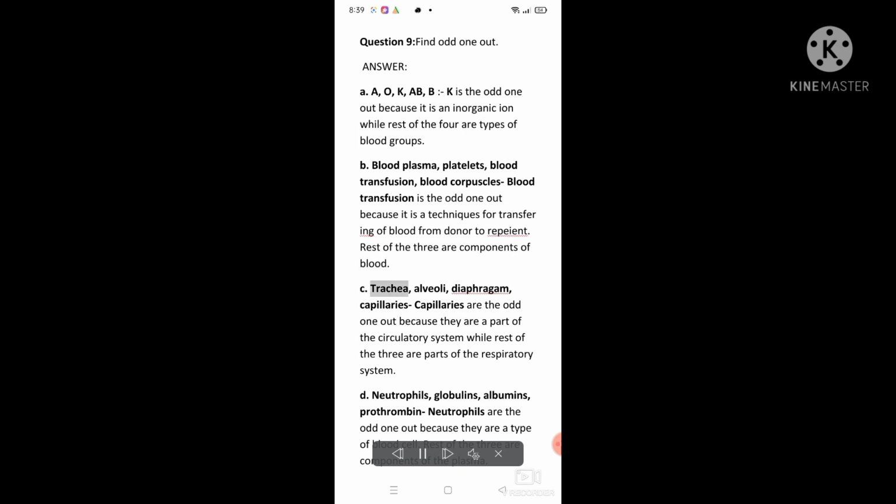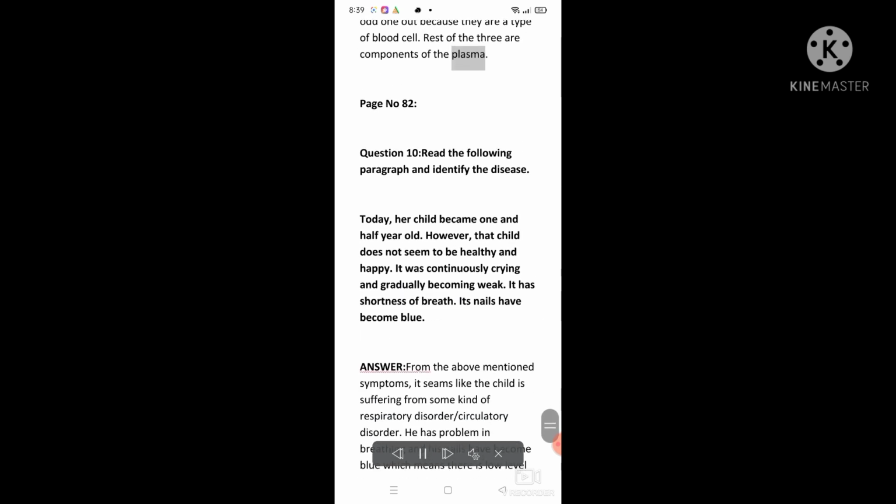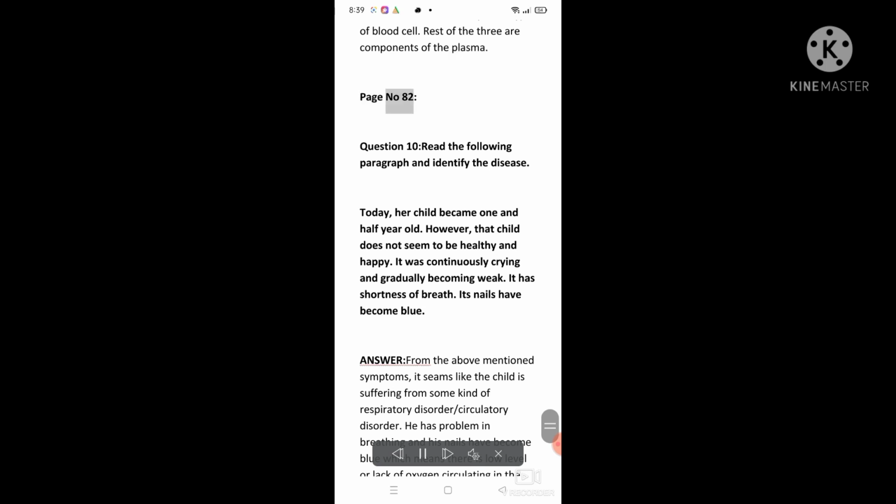C. Trachea, alveoli, diaphragm, capillaries. Capillaries are the odd one out because they are a part of the circulatory system while the rest of the 3 are parts of the respiratory system. D. Neutrophils, globulins, albumins, prothrombin. Neutrophils are the odd one out because they are a type of blood cell. The rest of the 3 are components of the plasma. Page number 82.